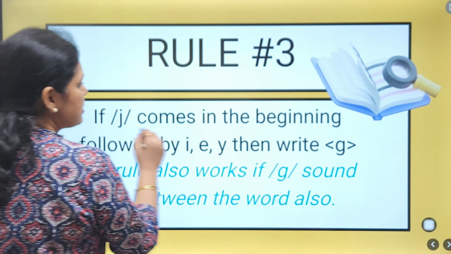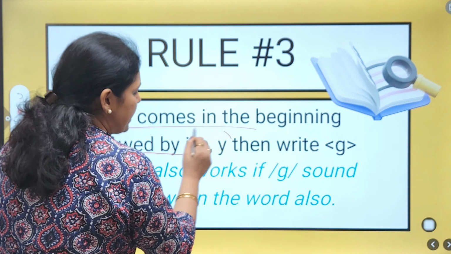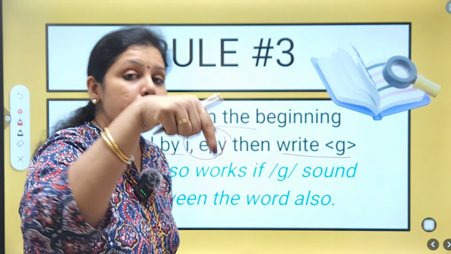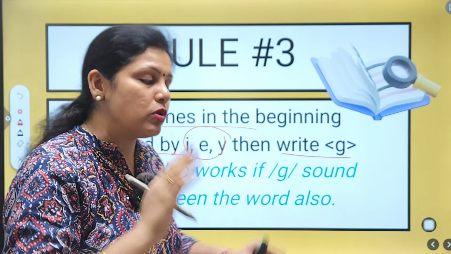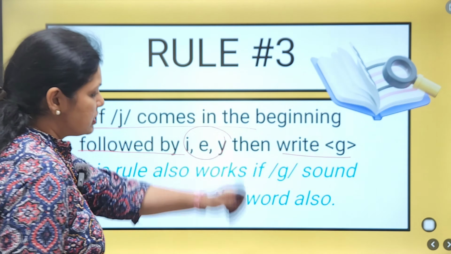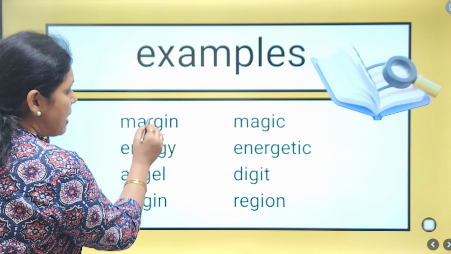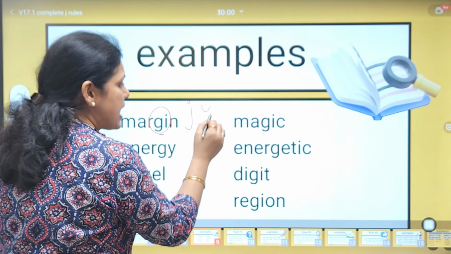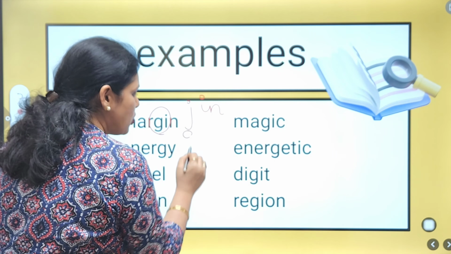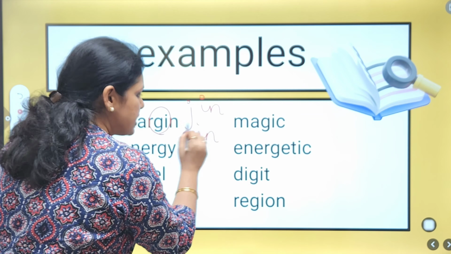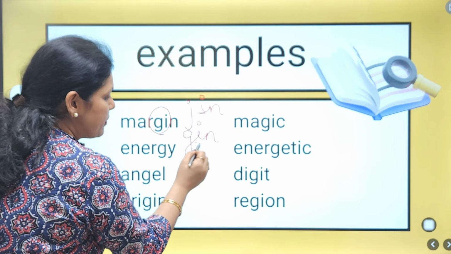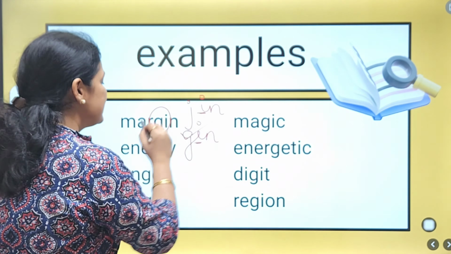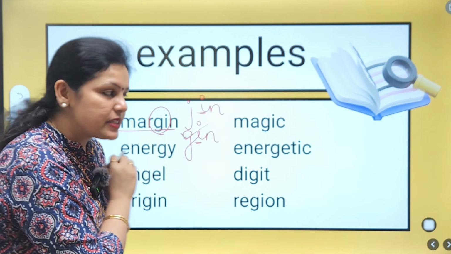Now see, if the J sound comes in the beginning of the word followed by I, E, Y, then we write G. But if it comes in the middle of any word also, then the same rule follows. Let us see a few words here, like margin. So here we can write margin as this also and this also. Which one is correct? Now you tell me. Since I is coming here, who is the friend of I, J or G? G. That is why margin is like this.